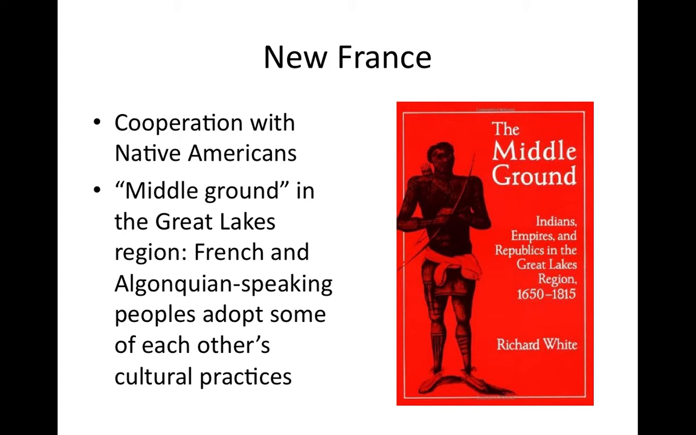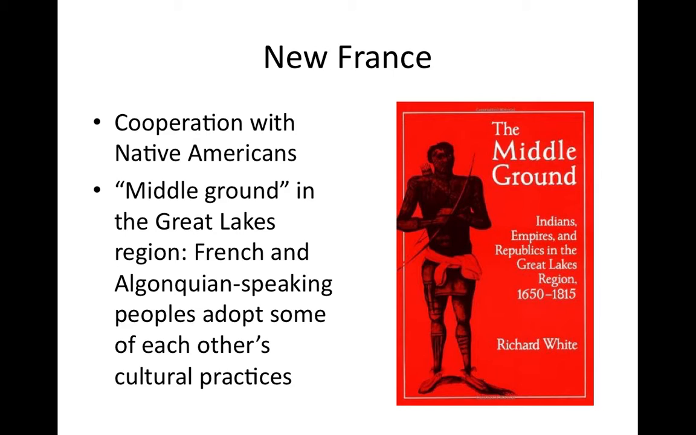You see a lot of cooperation between the French and Native Americans. You see the French adopting Algonquian-speaking peoples' languages and some of their cultural practices. The French figured out the rituals involved in trading things with Native Americans, so that they could have a good relationship with the people they were trading with. The Native Americans also saw the French as less of a threat and more like trading partners. And so they adopted the French language, so they could talk to their trading partners. They adopted French cultural elements.